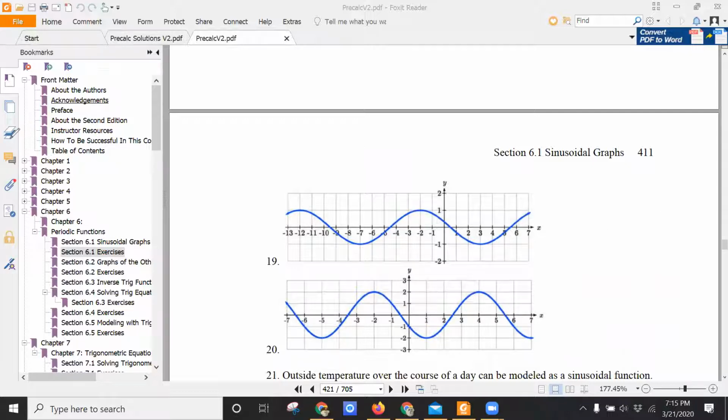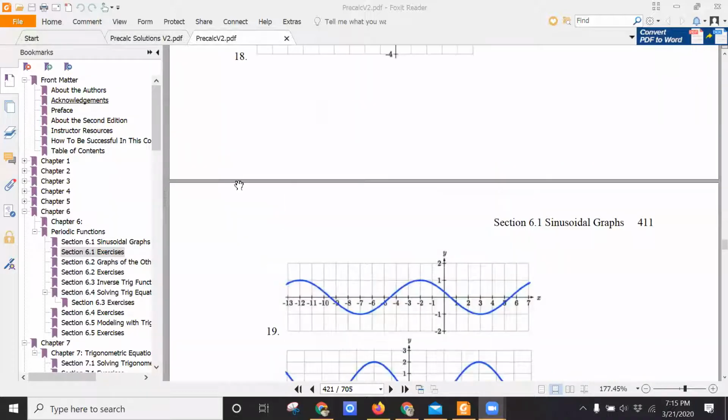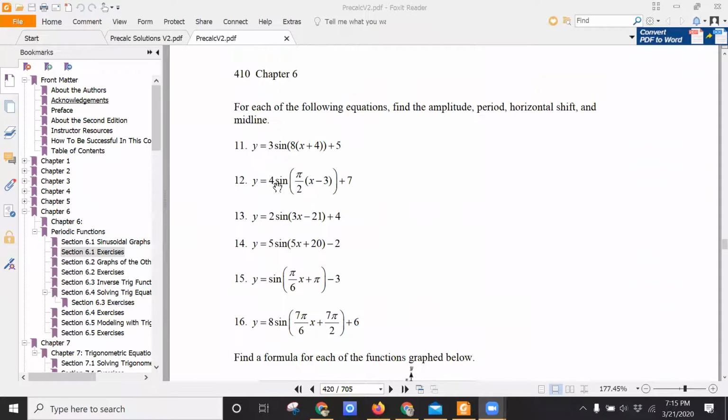And then I've got to remember to go show you where to get this textbook in case you forgot. I did show it to you a couple times.